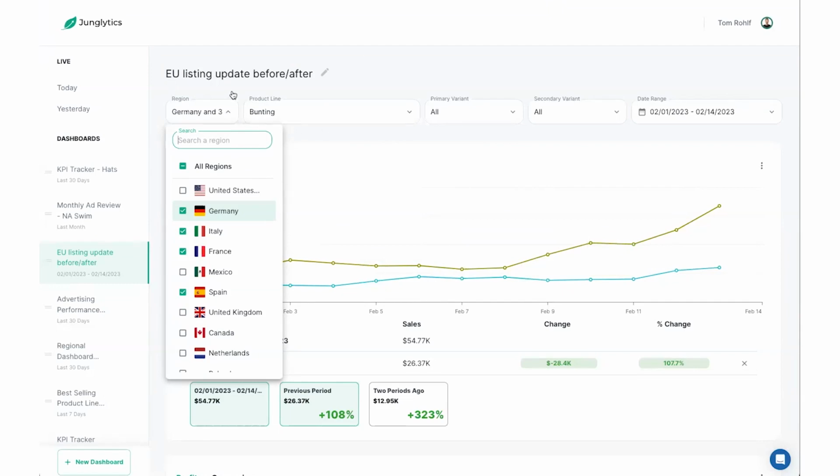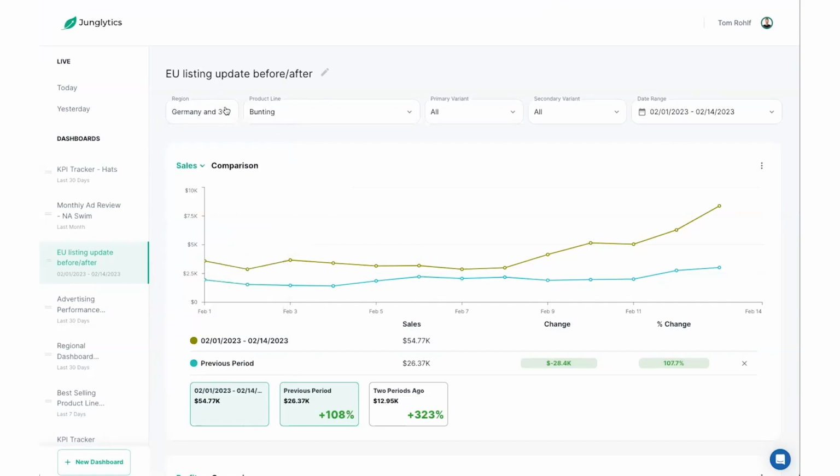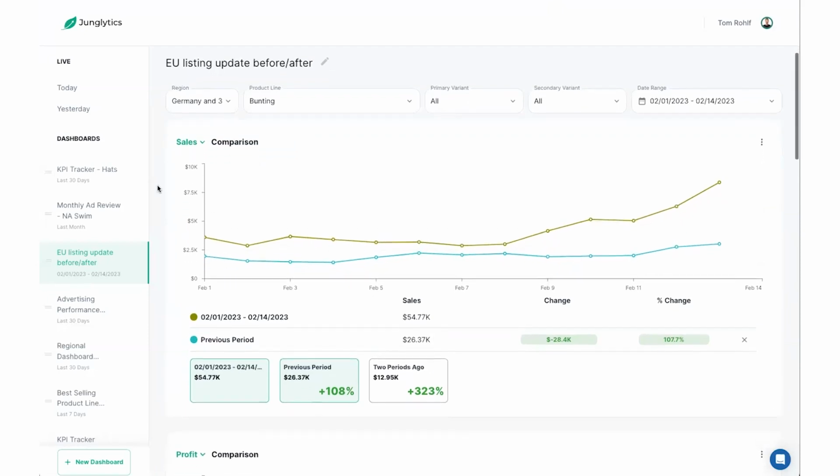So again, every dashboard starts with the filter bar. We filtered this to the EU4, the 4 countries that we translated the listings for. And then we filtered down to just one product line just to make the data a little bit less noisy. So here we have a sales comparison. We uploaded the new content on February 1st, and we saw it was relatively flat.